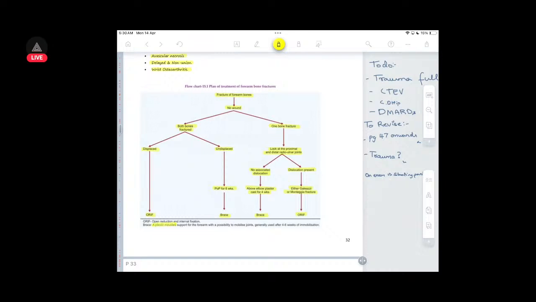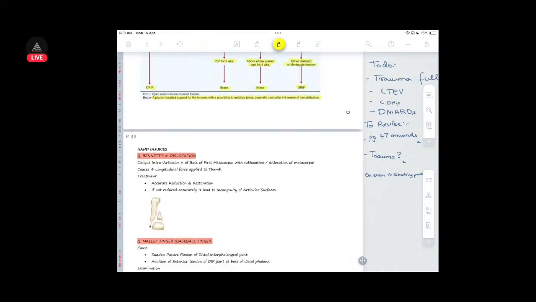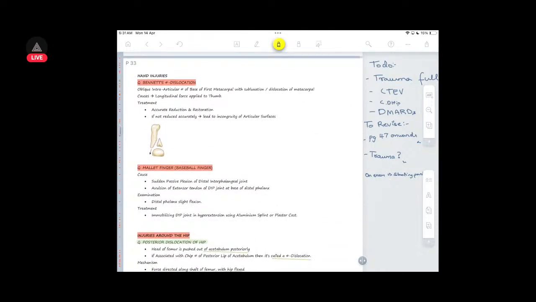Brace is a plastic molded support for the forearm, with the possibility to mobilize the joint, usually after 4 to 6 weeks of immobilization. Then hand injuries: you have Bennett's dislocation, which is an intra-articular fracture of the base of the first metacarpal with subluxation or dislocation of the metacarpal, caused by lateral force applied on the thumb.